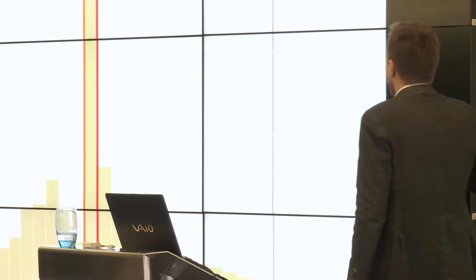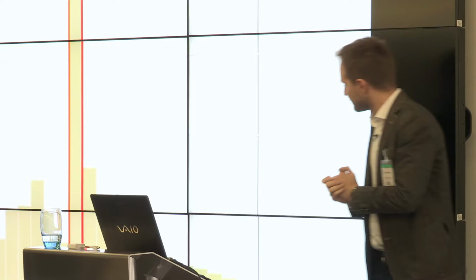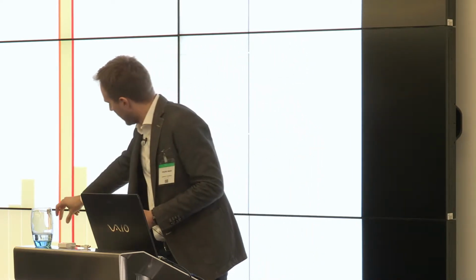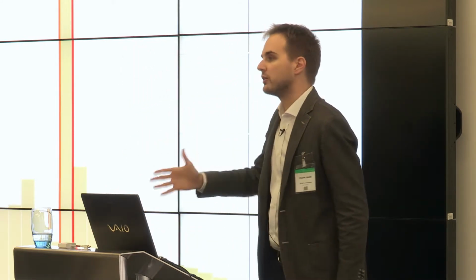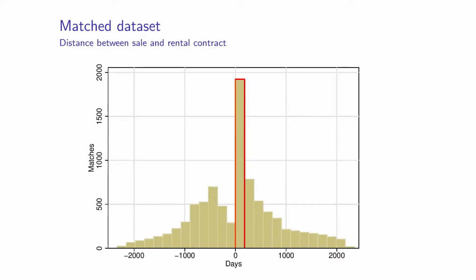This is a bar chart of how many days I see in my matched properties between the sale and the first rental contract. So this graph makes sense because conditional on there being a match between a sale and a rental contract, most of the matches are close, which means these are probably buy-to-let properties. They were sold and then they were rented out. We don't have many rental contracts starting just before the house is sold, and this makes sense, because why would you start a rental contract just before you sell the house?